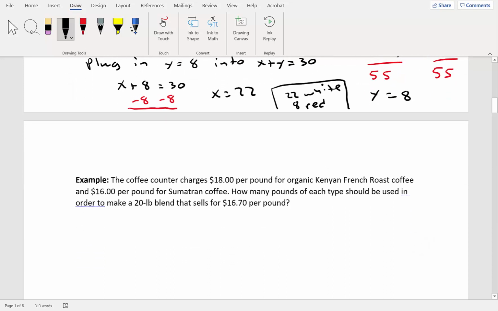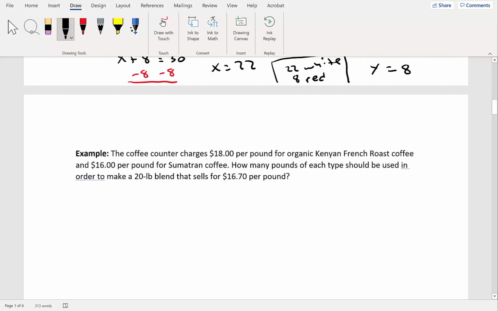So it says the coffee counter charges $18 per pound for organic Kenyan French roast coffee and $16 per pound for Sumatran coffee. How many pounds of each type should be used in order to make a 20-pound blend that sells for $16.70? Okay. So let's go ahead and create our table.